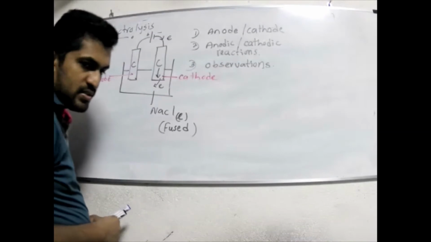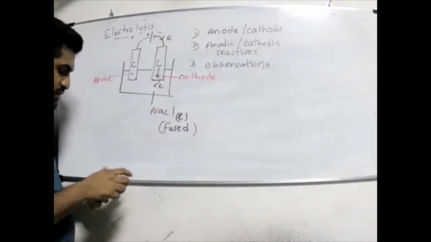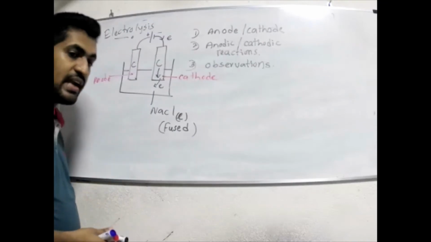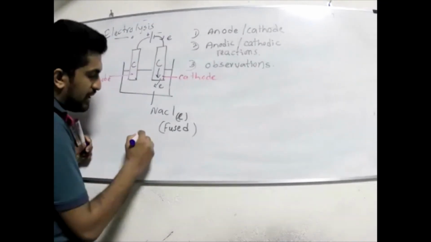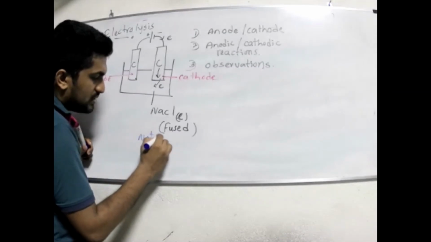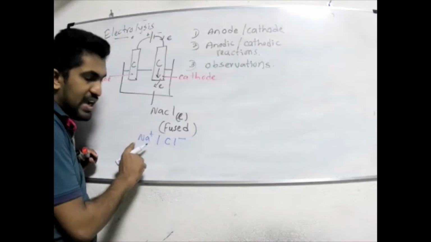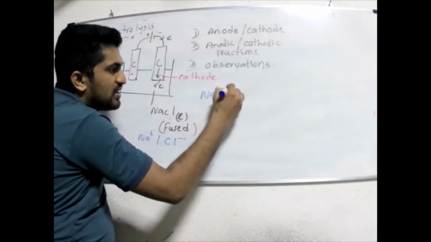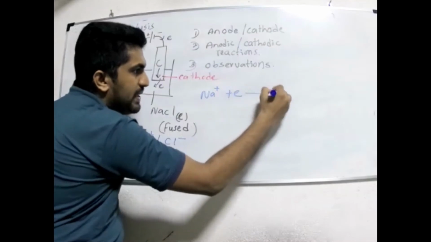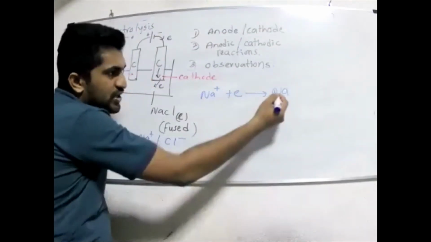Yes, sir. Then this electron is gained by the cation of the solution. What is the cation of the solution? It is sodium chloride, I can write Na plus and Cl minus. The cation of the solution is Na plus, and it gains an electron and makes its metal, sodium metal.